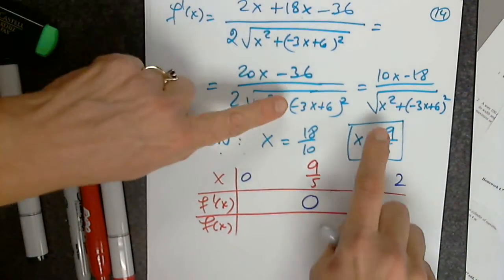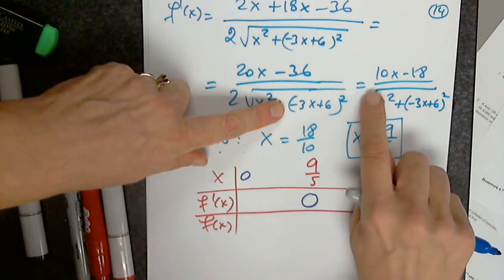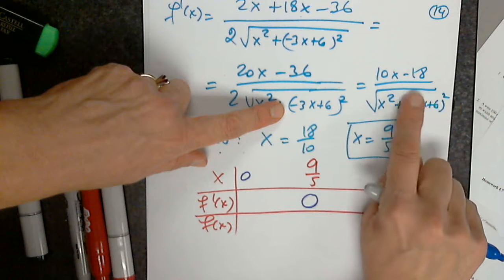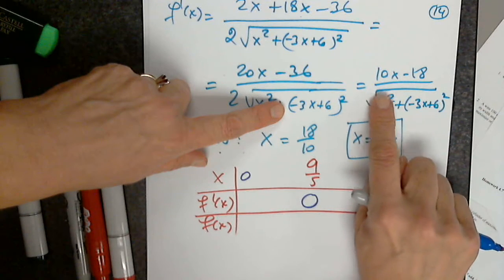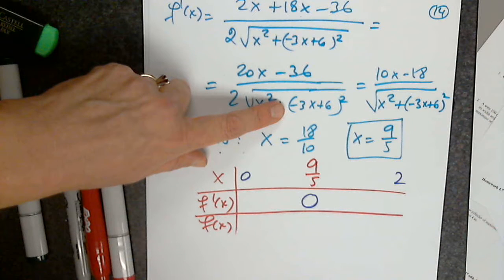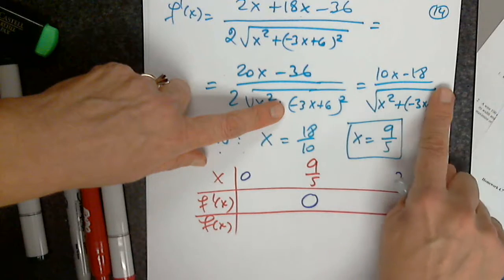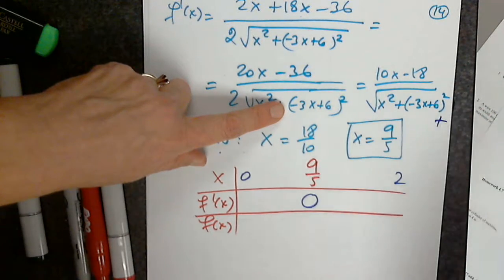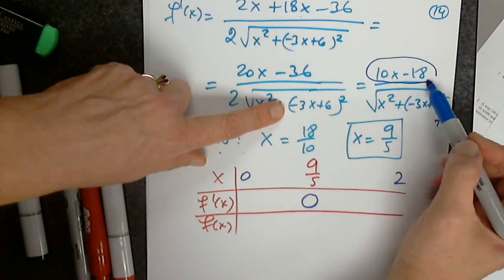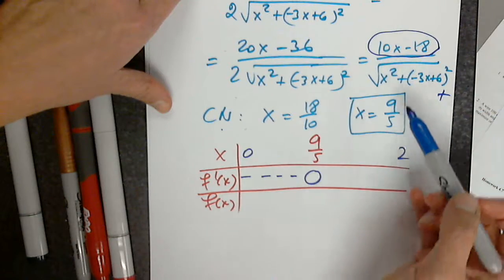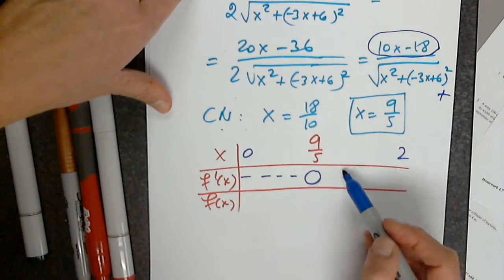So here's the first derivative. I want to study its sign. So what type of number is this? What is the sign of this? What is the sign of the denominator? Always positive. It's a square root. So I'm only going to study the sign of this. At 0 it is negative. At 2, 20 minus 18 is positive.